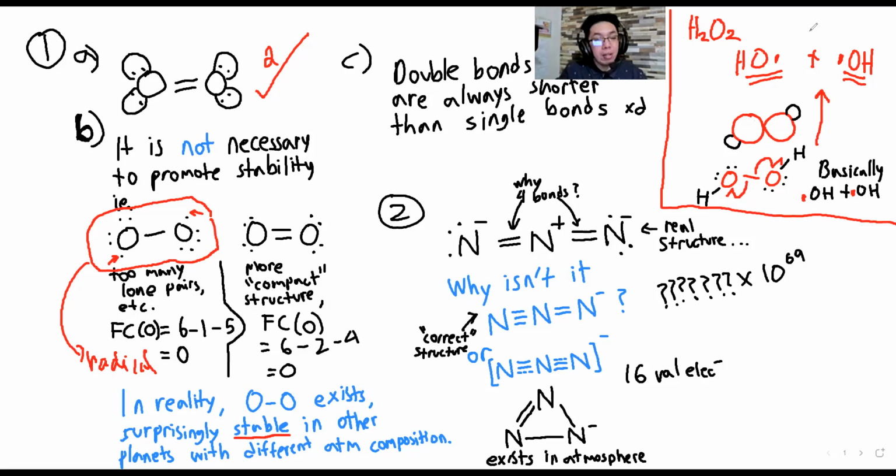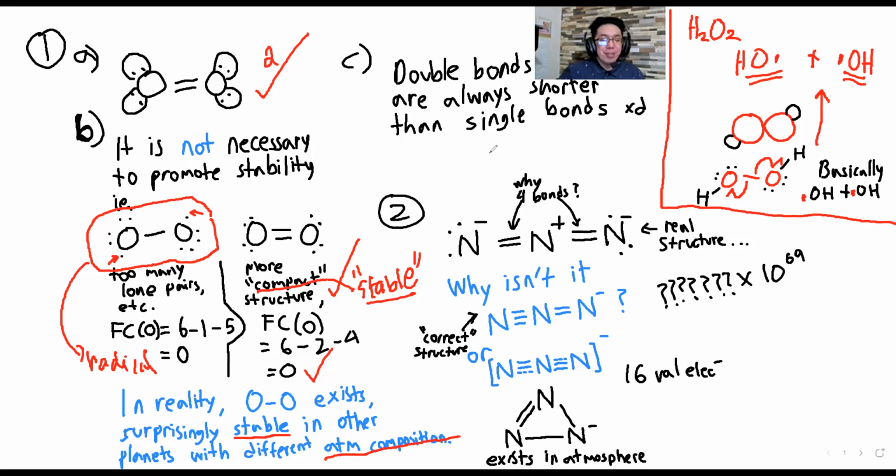So it's not ideal to have this one. So therefore, you introduce a double bond here. So a double bond, yeah, correct, may mas compact structure and mas stable. So palitan mo lang tong compact with stable kasi mas correct na term yun. More stable structure, formal charge will be zero. So in reality, O single bond O exists, surprisingly stable in other planets with different atmospheric composition. Yeah, actually pwede ito, pero yun nga lang, this is not allowed under our current conditions.